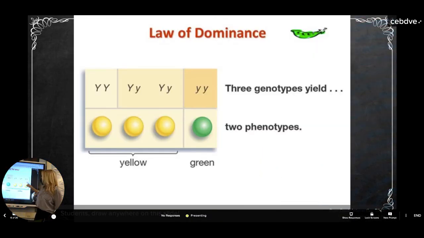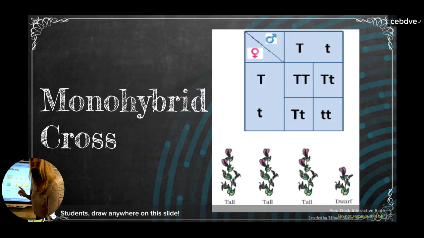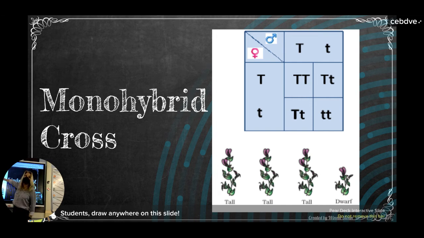Oh, that's a monohybrid cross. You know what that is, right? You want to see it again? Mono means one. Hybrid, right, means that this is a hybrid. What's another name for that? Heterozygote, right? This is heterozygote.